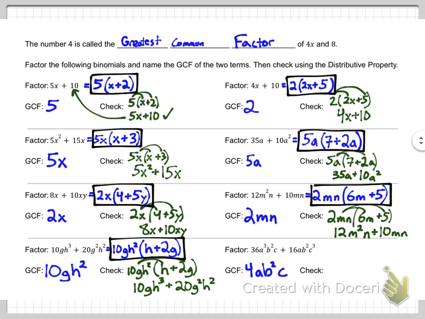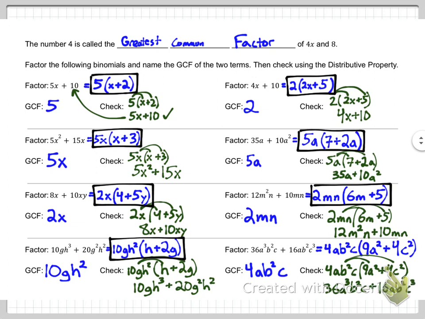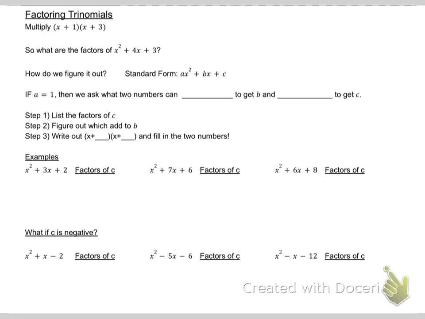Now, to figure out what's left over, you just have to divide that out. So 4ab squared c, when you divide 36a cubed b squared c by what we took out, you're left with 9a squared. When you divide it out from 16, you get 4c squared. Multiply that back out. Notice that you get 36a cubed b squared c and 16ab squared c cubed, so this is the correct factor.